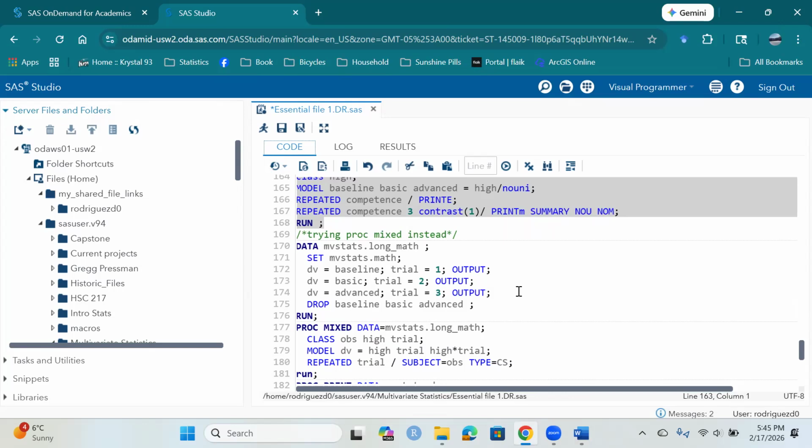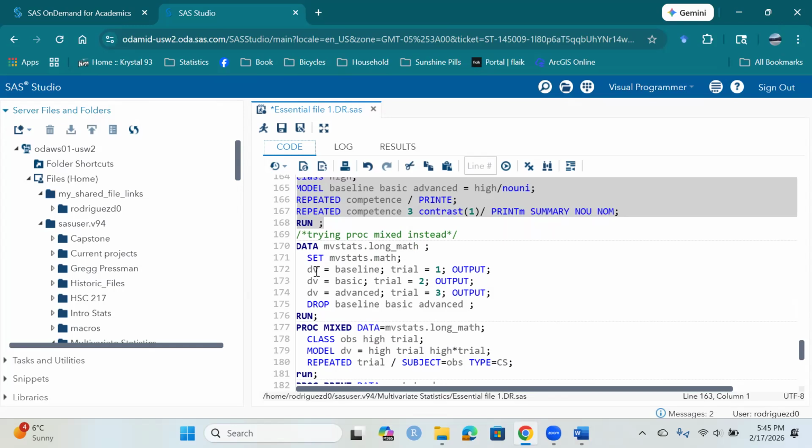So what we do is we create a different structure to our data, and we need to do that if we're going to use PROC MIXED. And PROC MIXED has some advantages. So first thing we're going to do is convert the data to the long format. So I use the data statement, data mvstats.longmath. This is again my library, and this is my new file. This file doesn't exist yet, so this is the file we're creating. And we're going to create it based on the mvstats math data set, the one we just used, right?